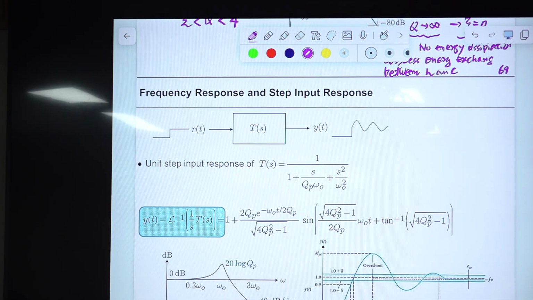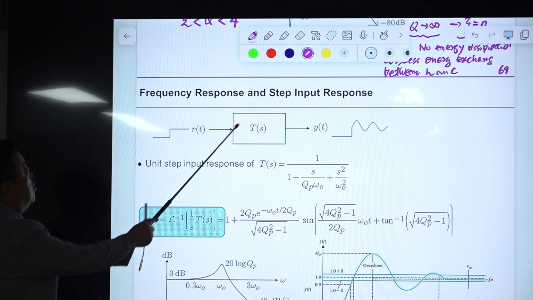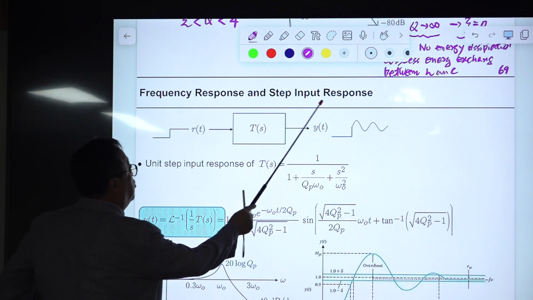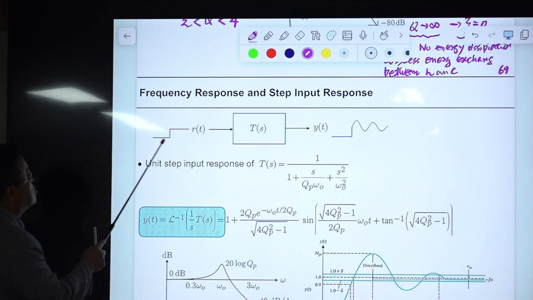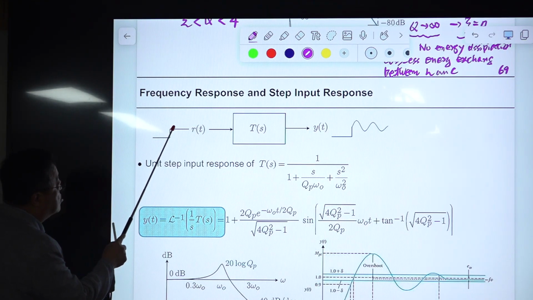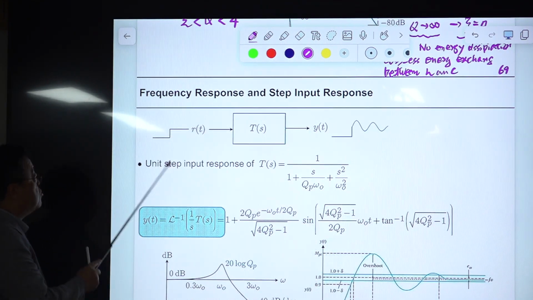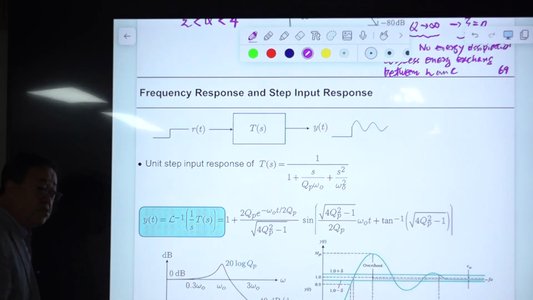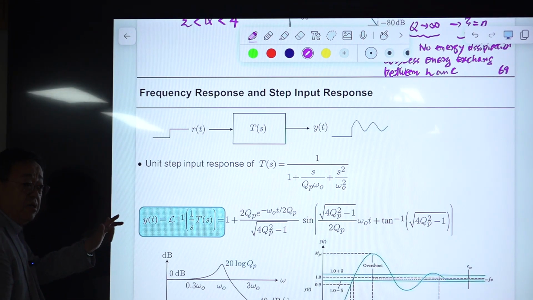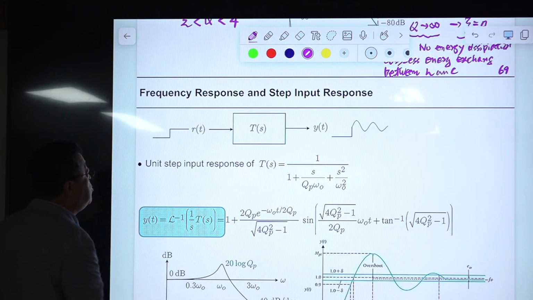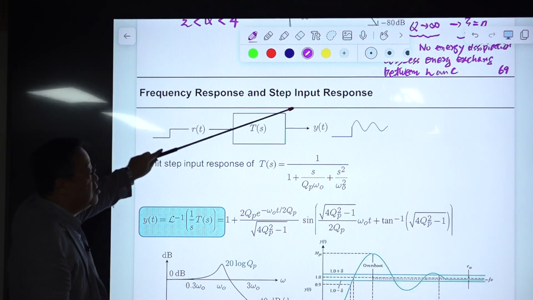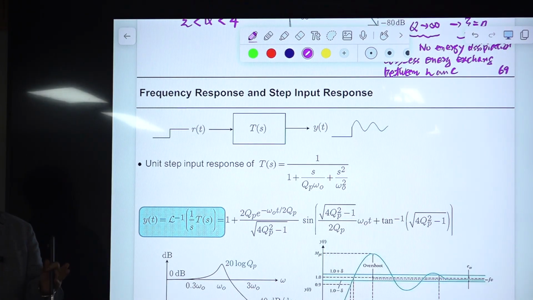Frequency response and step input response. You have this standard second order transfer function, and usually you are interested in the step input response, meaning the input jumps up to 1 and stays at 1 forever. That unit step input response is important. Why is that? There are many different kinds of input, but we pay particular attention to this because the step input response can be a metric to evaluate, to judge the quality of this.